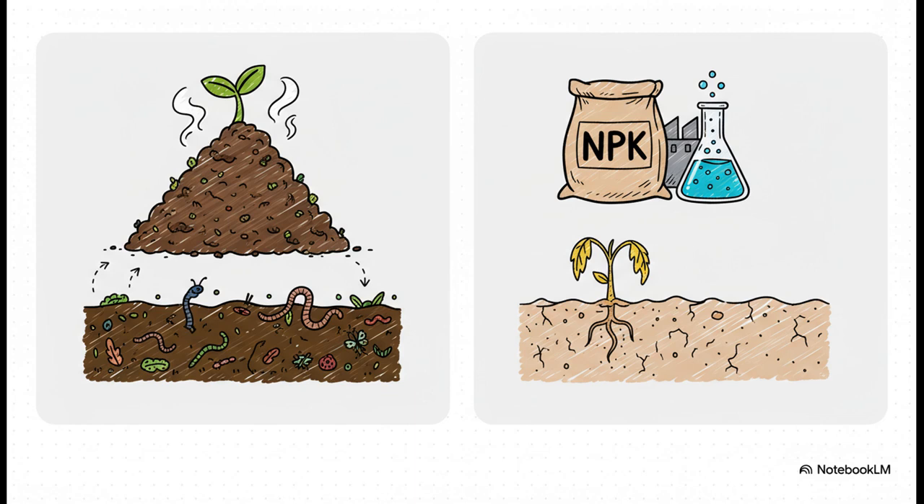So manure is organic, it adds humus to the soil, and improves its health in the long run. Fertilizers, on the other hand, are chemical substances. They give a quick supply of specific nutrients, like NPK. But if we use them too much, they can actually damage the soil over time.